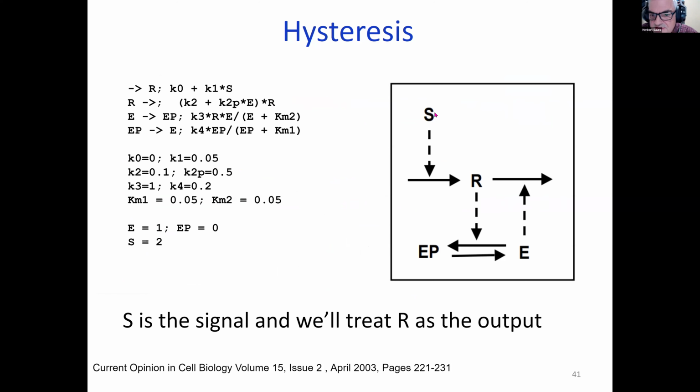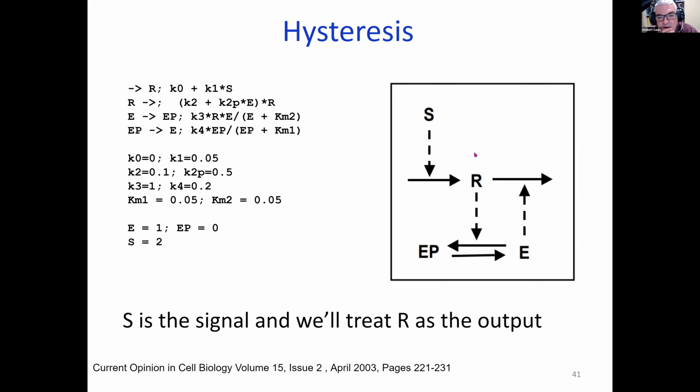This one has a signal S that activates this reaction here that produces something called R, and R gets degraded as a result of something called E. Now E can get converted to something called EP via R, and EP can get converted back to E. You can think of E and EP as phosphorylated and unphosphorylated protein. And you can think of R as a kinase that phosphorylates E to EP, okay? And E, the unphosphorylated form, is the active form that degrades the kinase, okay?